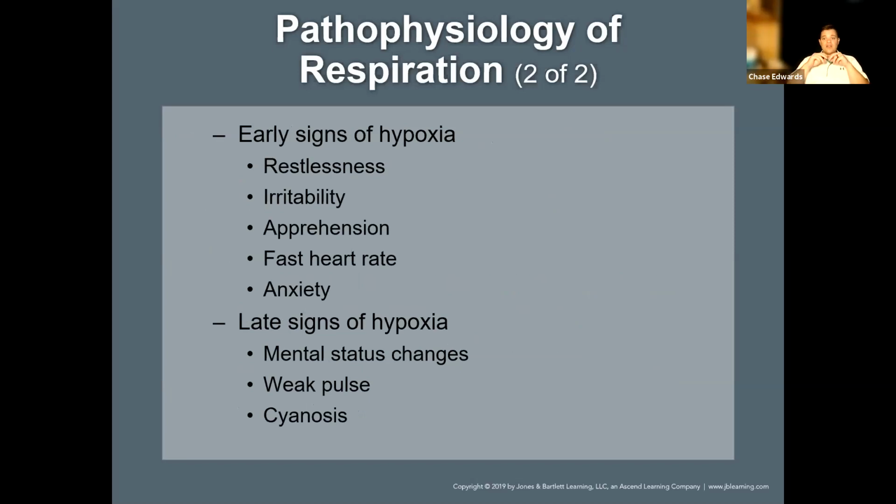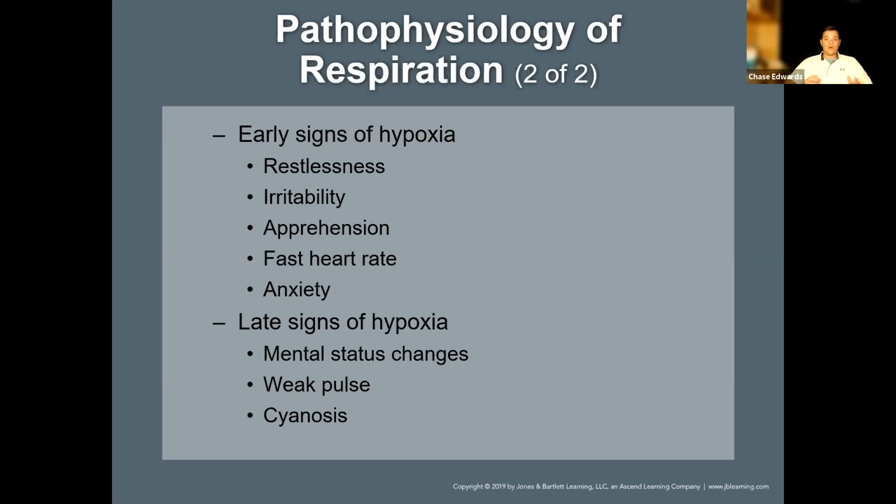A high concentration of oxygen should never be withheld from any patient who needs it. Onset and degree of tissue damage caused by hypoxia often depend on the quality of ventilations. Early signs of hypoxia include restlessness, irritability, apprehension, fast heart rate or tachycardia, and anxiety. Late signs of hypoxia include mental status changes, so altered mental status, a weak and thready pulse, and cyanosis.